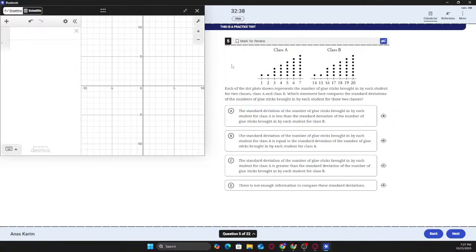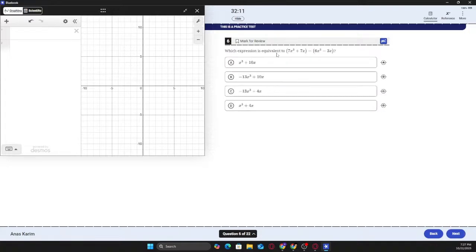Okay. This one you really just have to have some stats knowledge. Each of the dot plots shown represents glue sticks. They have practically the same standard deviation, so they're going to be equal. They don't differ as much, so they literally don't differ at all. So it will be equal.